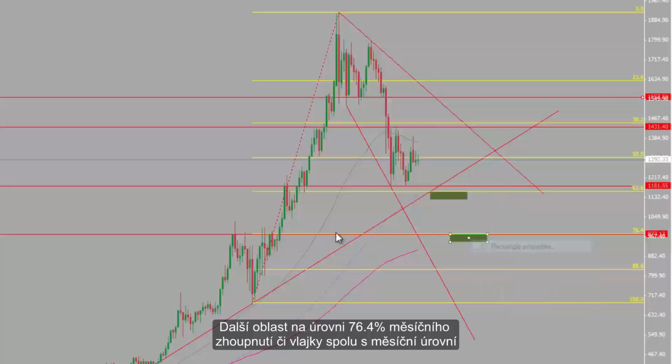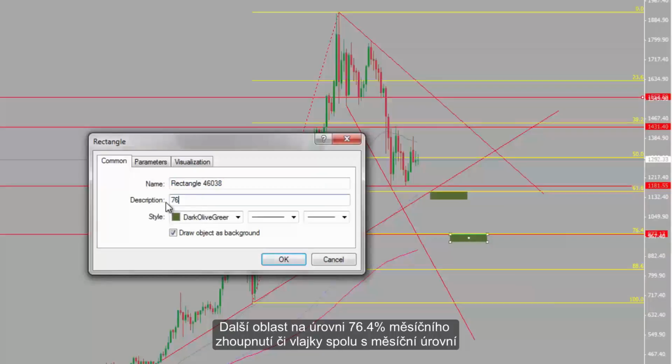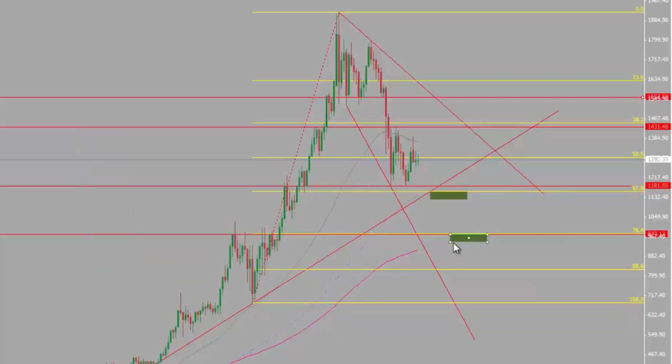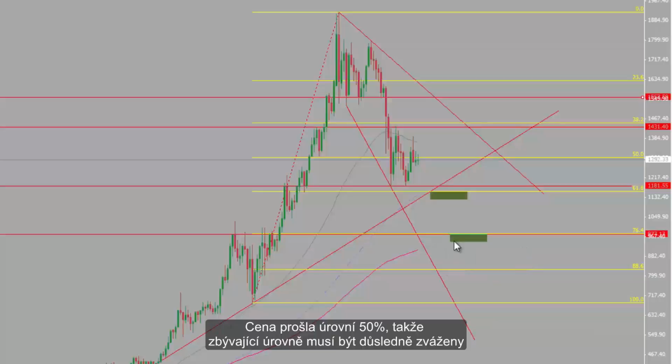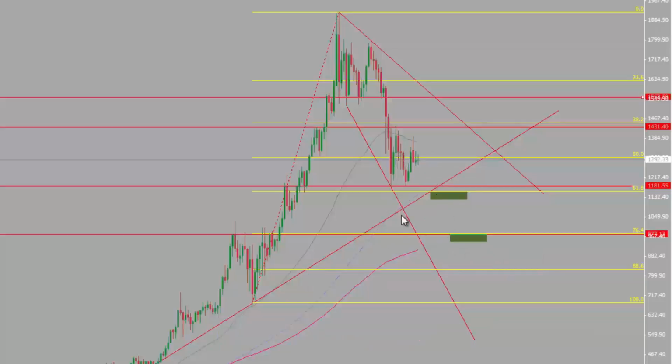Another region is on the level 76.4% of a monthly swing or flag, in addition to a monthly level. Fibonacci level is accompanied by an importance level. Price has passed level 50%, so the remaining levels have to be considered thoroughly.